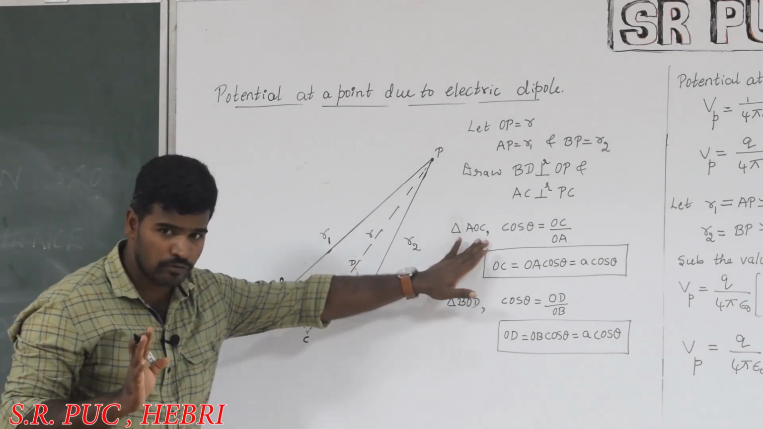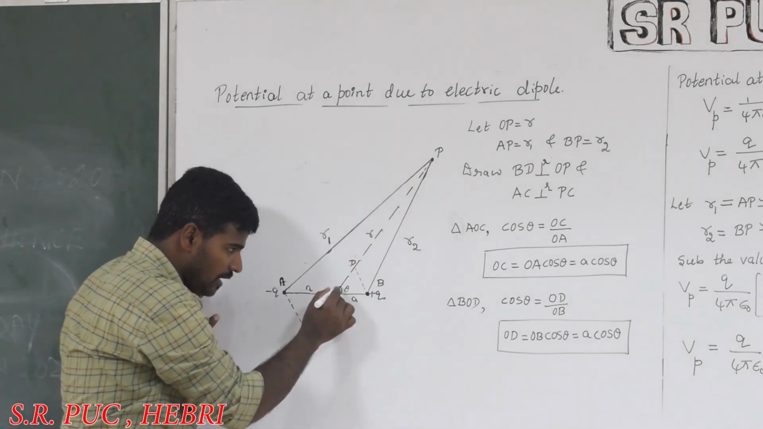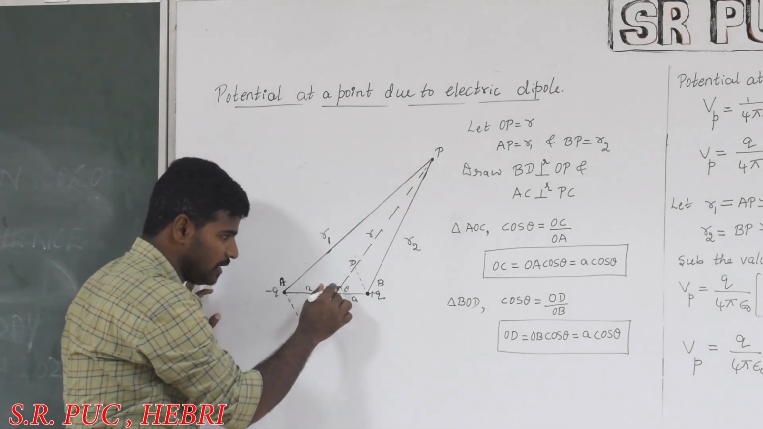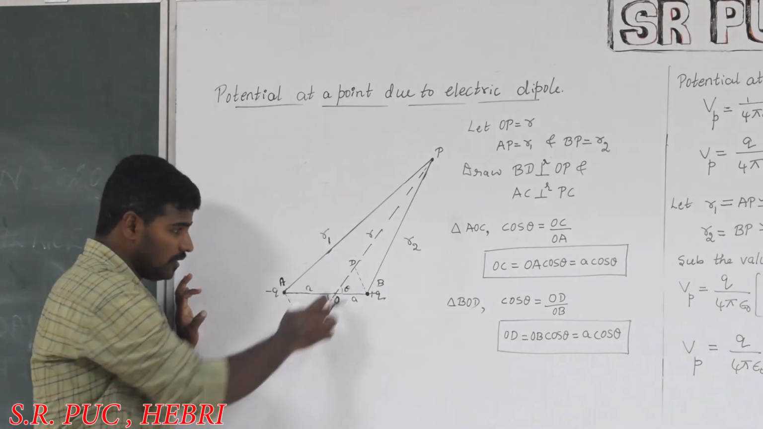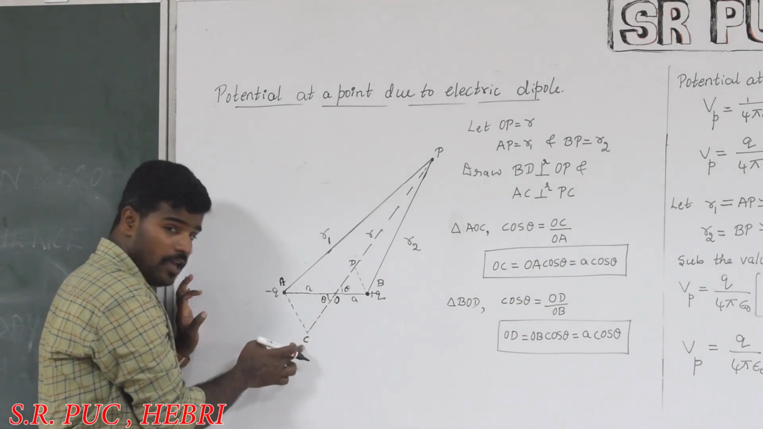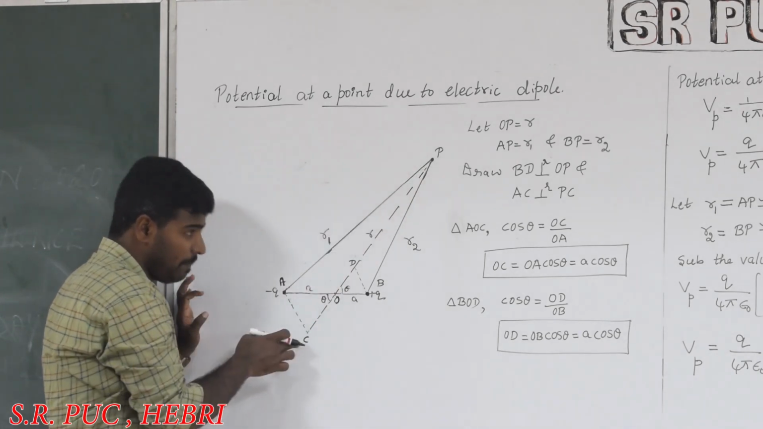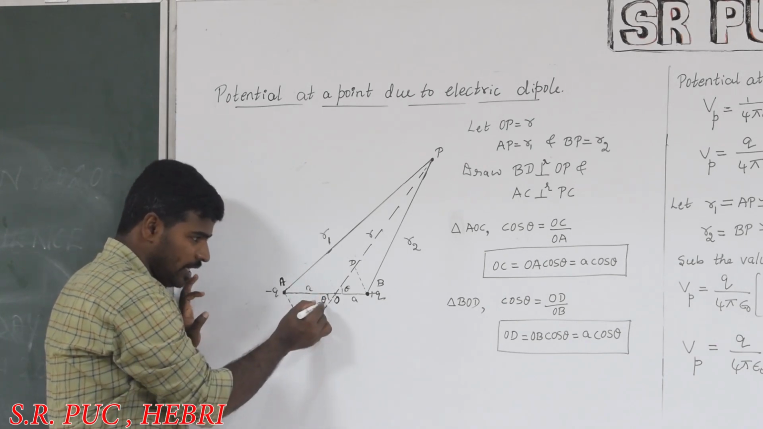Therefore, from the triangle AOC, because of the dipole, we have created an angle, which is expressed by theta. The same opposite angle over here is because of the normal AC drawn perpendicular to the line PC. The angle created at the perpendicular line AC is theta.